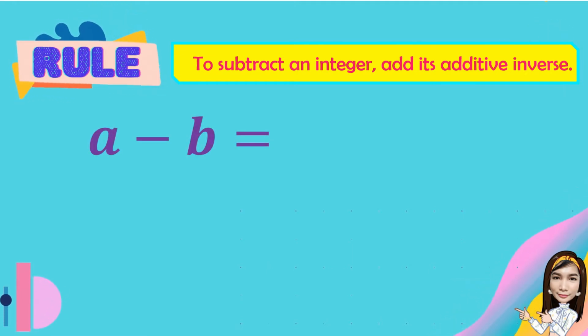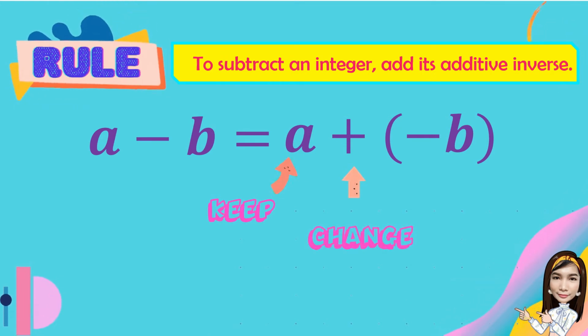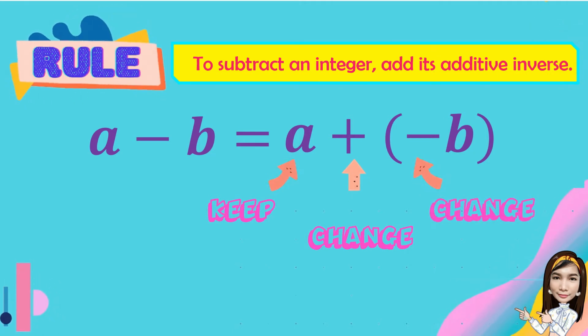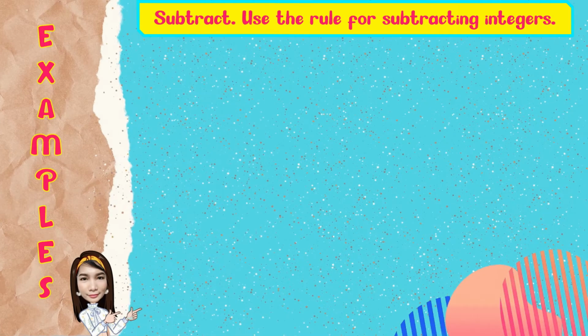Given a minus b, that is equal to a plus negative b. So first, we keep a. Next, we change minus into plus. And last, we change positive b to negative b. Then, proceed to addition of integers. For you to understand, let's have the following examples.